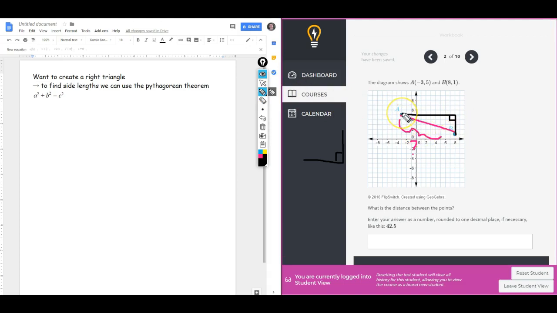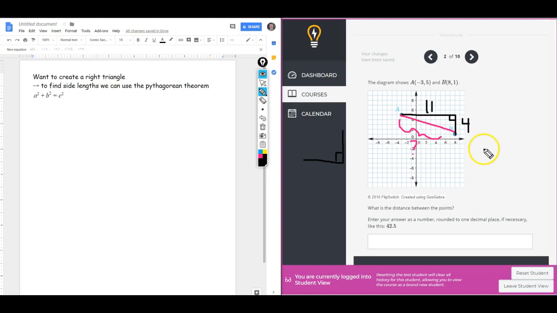So from point A to point B horizontally, it's 1, 2, 3, 4, 5, 6, 7, 8, 9, 10, 11 units long. Vertically, it is 1, 2, 3, 4 units long.